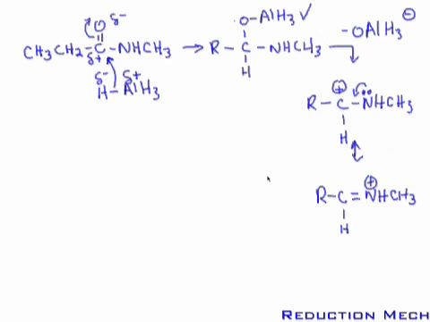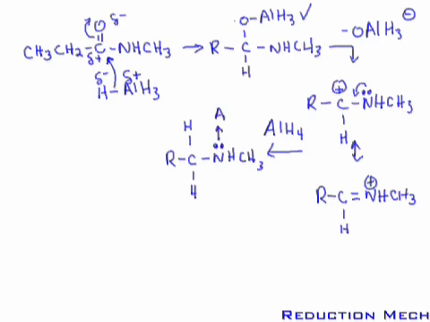Now, what happens is another aluminum hydride very quickly comes in and adds in the same manner H minus to the carbocation. And the aluminum may interact with the lone pair of the NH. So you'll end up with something like this. RCH, H, NH, CH3. You may, because of the empty orbital on aluminum, have an interaction with the AlH3.